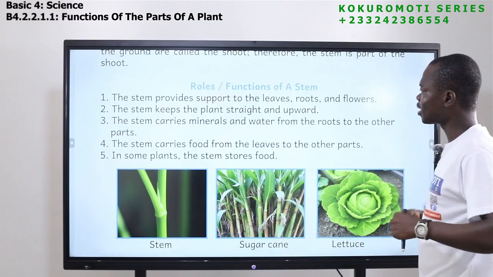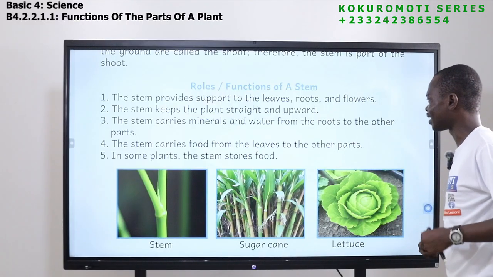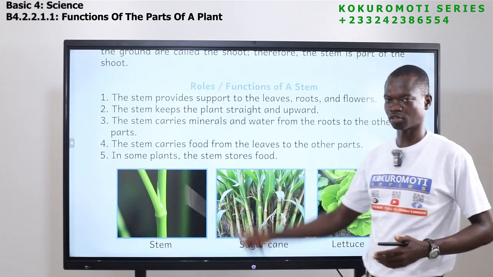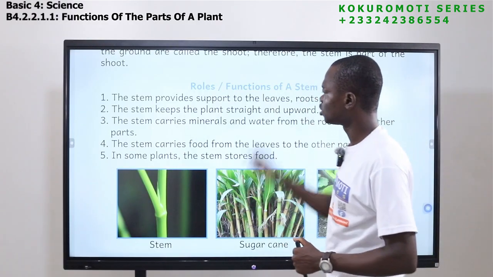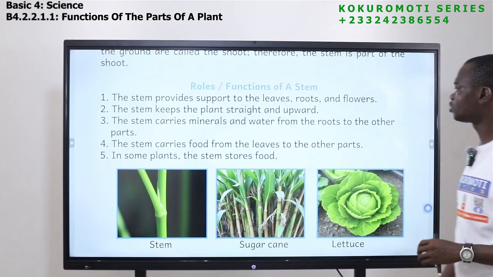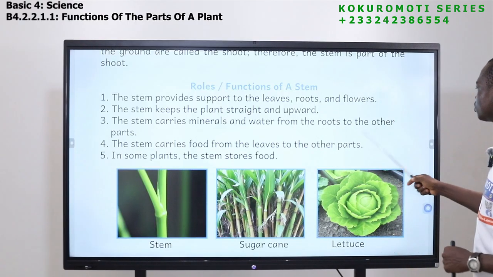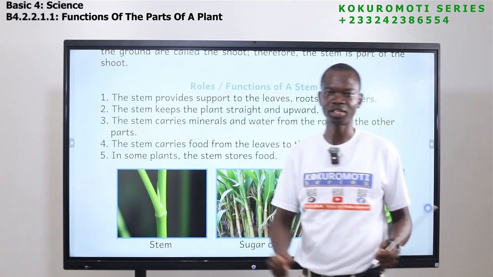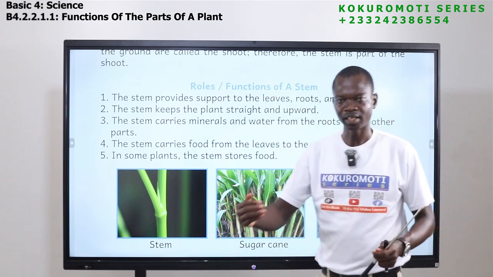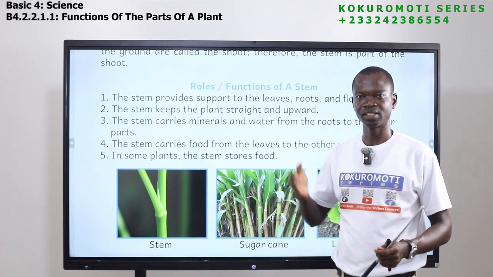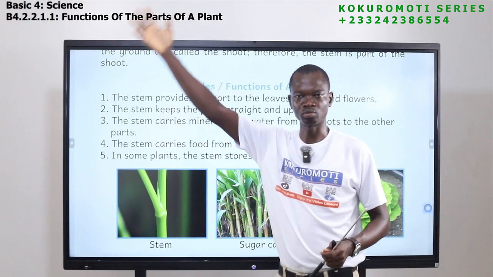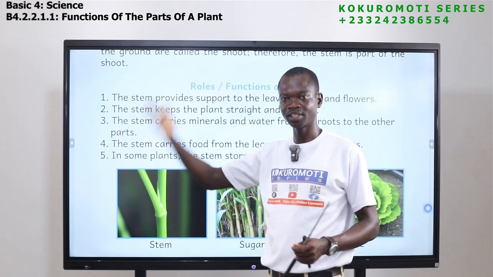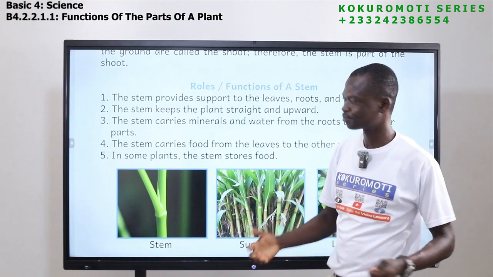Two, the stem keeps the plant straight and upward. So the plants are able to stand firm and upward because of what? The stem supports them. Number 3, the stem carries minerals and water from the roots to the other parts. The roots absorb water and nutrients from the soil. It carries them through the stem. The stem will also carry it to other parts: the leaves, the flowers, and other parts.